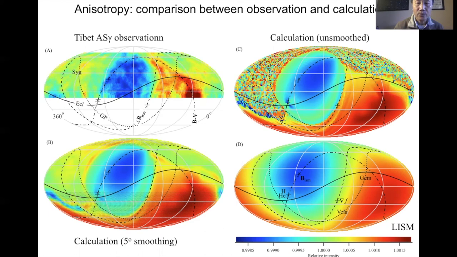smooth this map to this, we produce this map of anisotropy that would be expected by the observations. Comparing this with the actual observations by the Tibet Air Shower experiment, we found the major features of what is observed have been reproduced by the calculations. And you can see the deficit of cosmic rays in the north region and the enhanced cosmic ray intensity in the tail region, and many of the boundaries of the deficits and enhancements are all revealed.